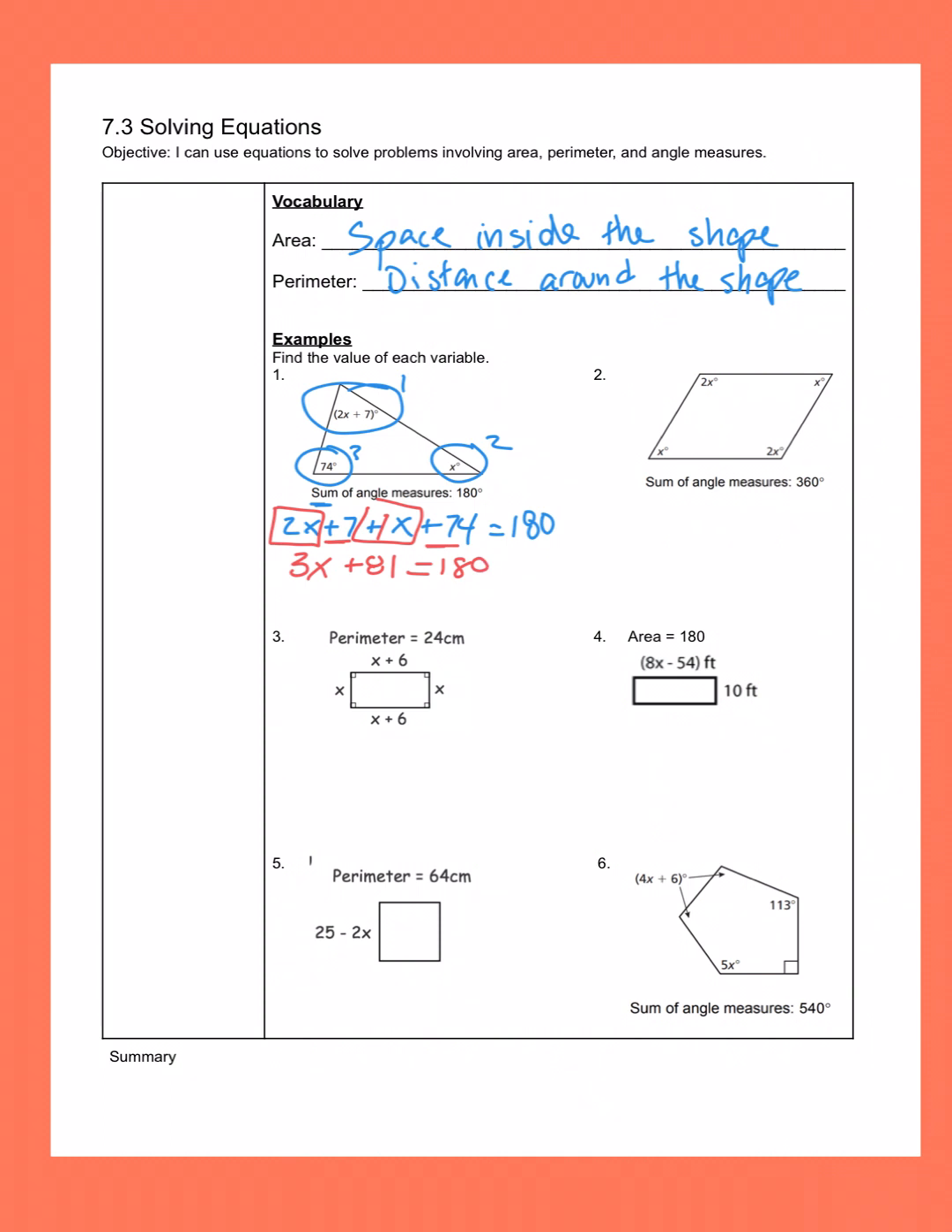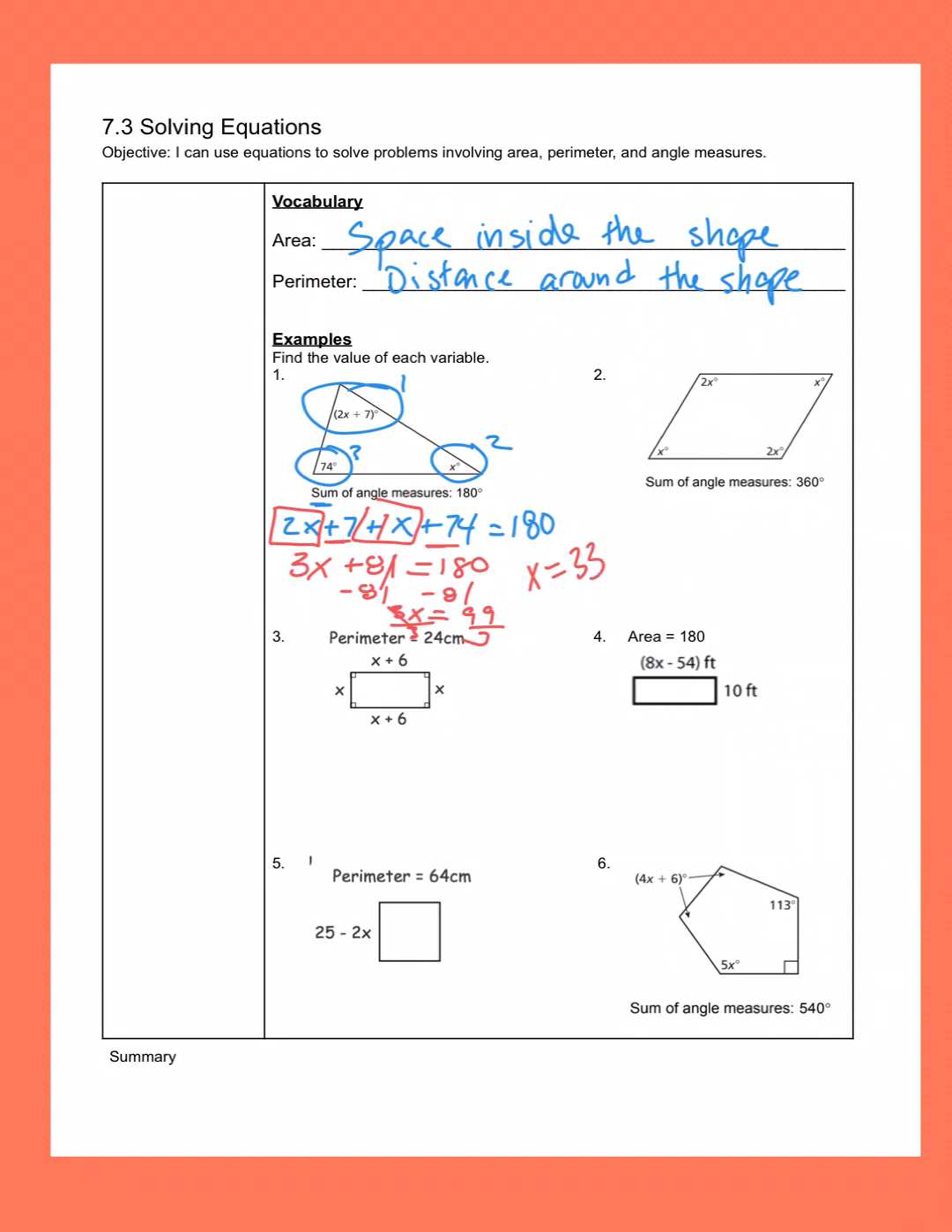So first we're going to do minus 81 on both sides. And that's going to give me 3x is equal to 99. Divide both sides by 3. And then x has to equal 99 divided by 3, which is 33.